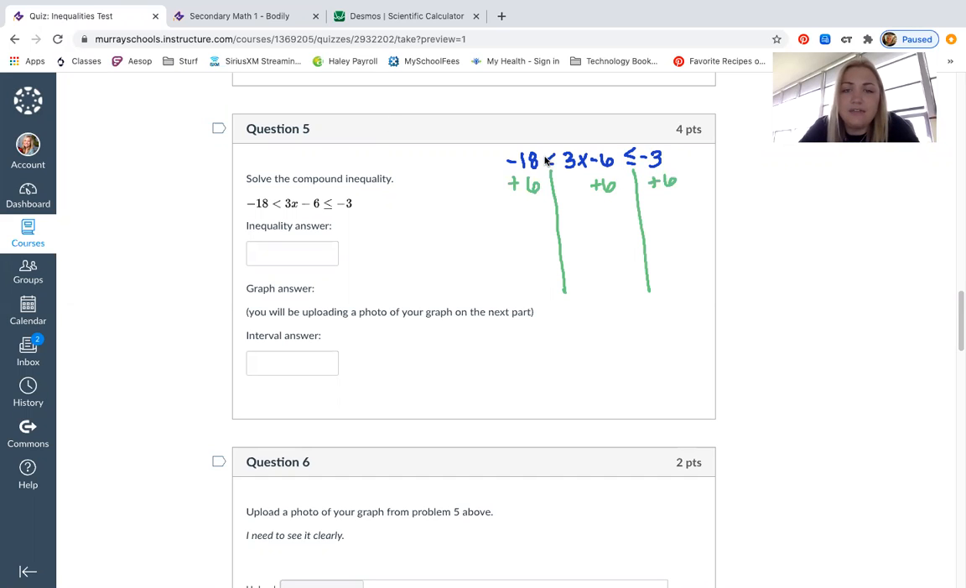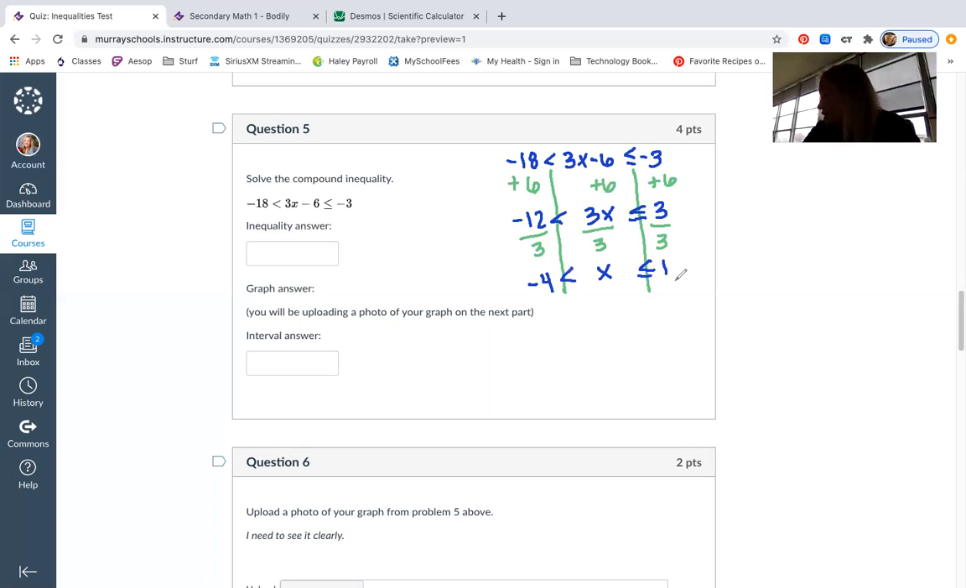Then I have negative 18 plus 6 would give me negative 12, still less than 3x, which is less than or equal to 3. Last step, divide by 3, divide by 3, divide by 3. Notice I divided all 3 of them by a positive 3, so those symbols stay the same. I've got negative 4 is less than x is less than or equal to 1. All right, so when I type that in, I get negative 4 is less than x is less than or equal to 1.